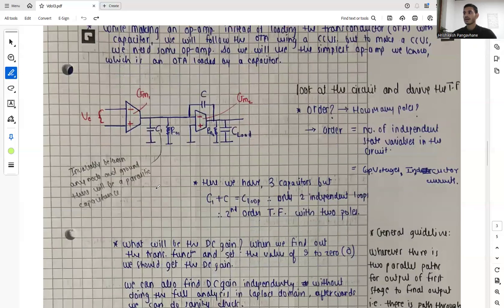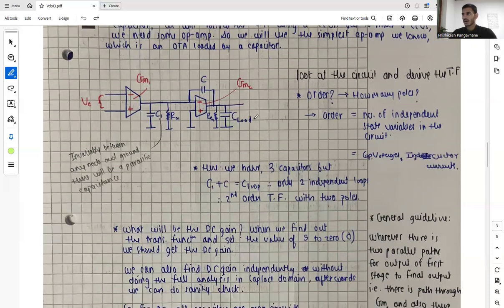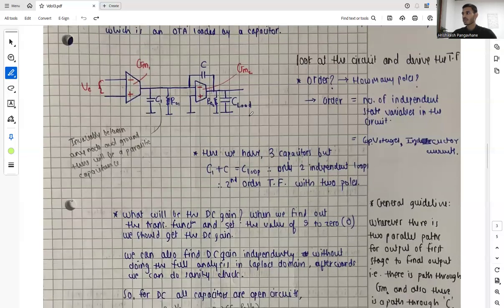So here we have three capacitors, 1, 2, and 3. But we have C1 in parallel with C, which gives us the C loop or this output node capacitance. So there are only two independent loops, and thus we have a second order transfer function with two poles.